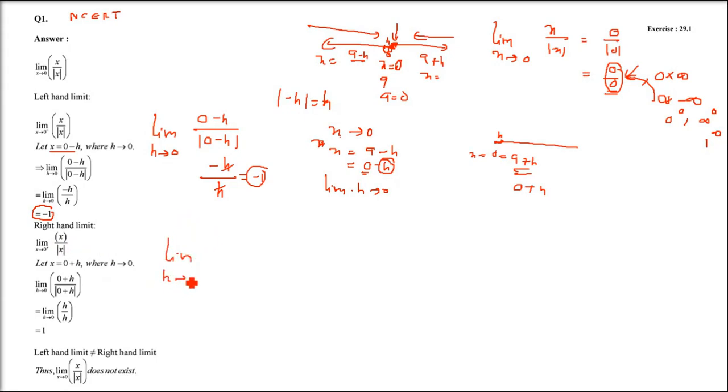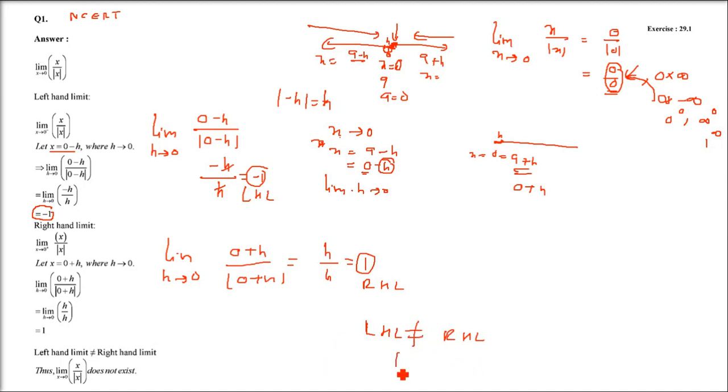So this is (0 plus h) by |0 plus h|, and the limit is now in terms of h. In the numerator we have h, and in the denominator h, because mod of h plus comes out. So h by h cancels and it will be 1. So 1 is the right hand side limit. The left and right hand limits are -1 and 1, which are not equal. When the limits are not equal on either side, that means the limit does not exist.